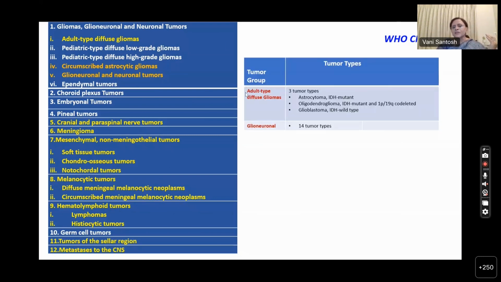And as I told you, each of these tumor groups can have several tumor types. For example, the adult type diffuse glioma has 3 tumor types, which we are going to discuss. The group of glioneuronal tumors has 14 tumor types. So every group will have several tumor types. Some of them are genetically defined, some of them are histologically defined, and some of them are both genetically and histologically defined.